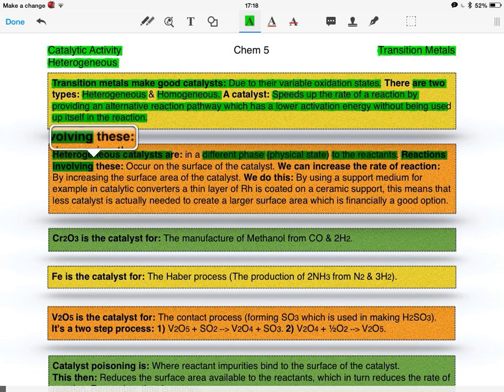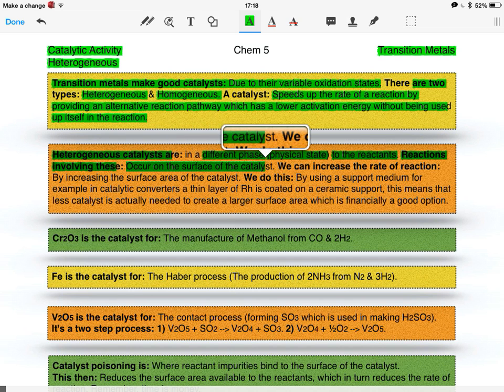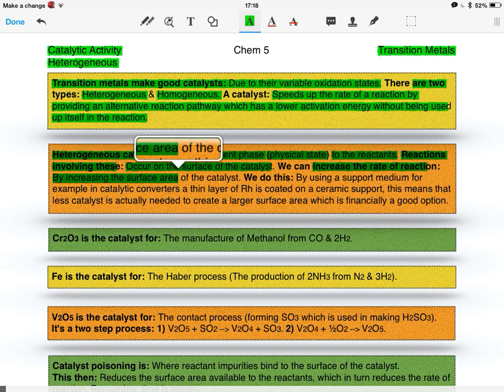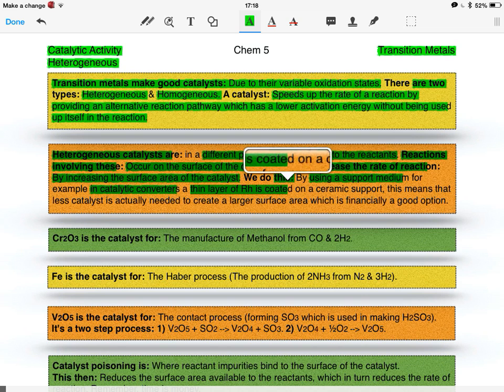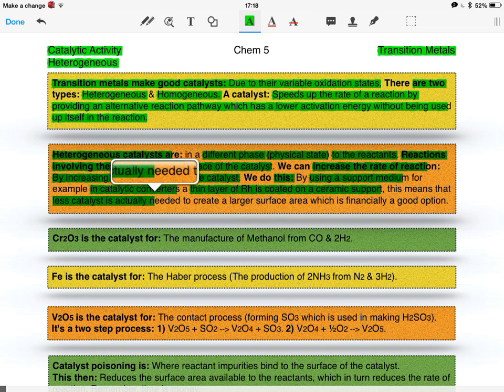Reactions involving these catalysts occur on the surface of the catalyst, and we can increase then the rate of reaction by increasing the surface area of the catalyst. We can increase the surface area by using a support medium, and an example is in catalytic converters, where a thin layer of rhodium is coated on a ceramic support. This means that less catalyst is actually needed to create a larger surface area, and this is financially a good thing because that means you can use less catalyst and still get a faster rate of reaction. So it's financially a good option.